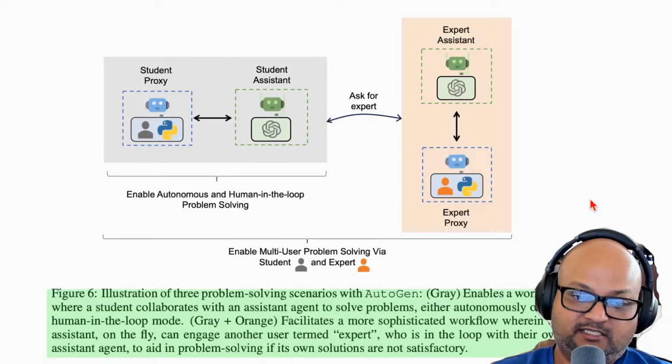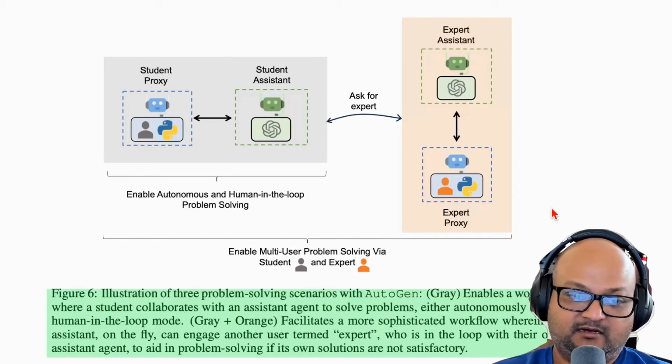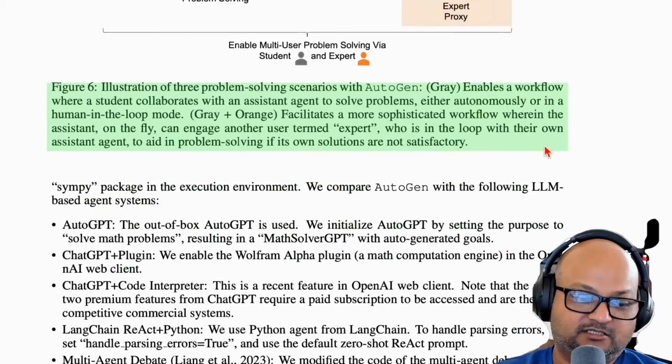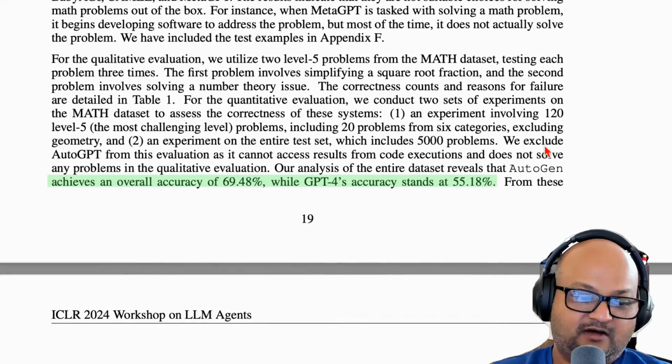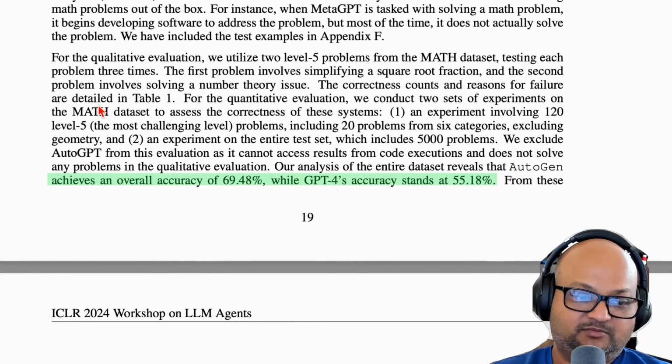And this expert agent is basically another LLM set up to provide feedback and judge the answers of this first LLM. So basically, you have an additional layer of feedback and correction. And they found that on a benchmark of some math problems, this setup of two agents got an accuracy of about 70%, whereas vanilla GPT-4 was only about 55% accurate.